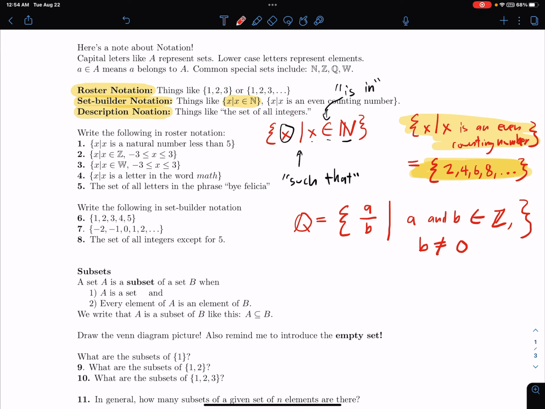Okay, if that is confusing, again, just pause it until it makes sense to you. And I think the book probably has something to say about that as well. Or you can look up the rational numbers set builder notation on YouTube if you want more information.